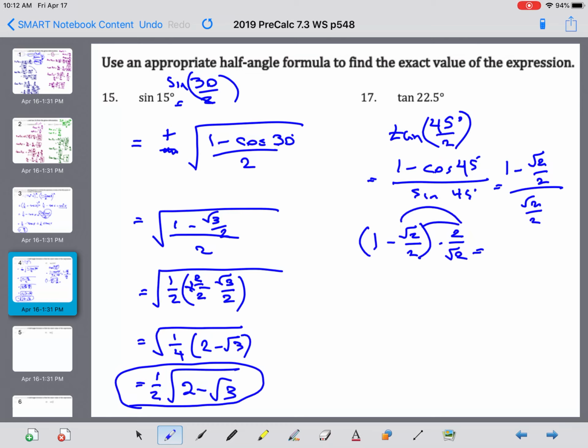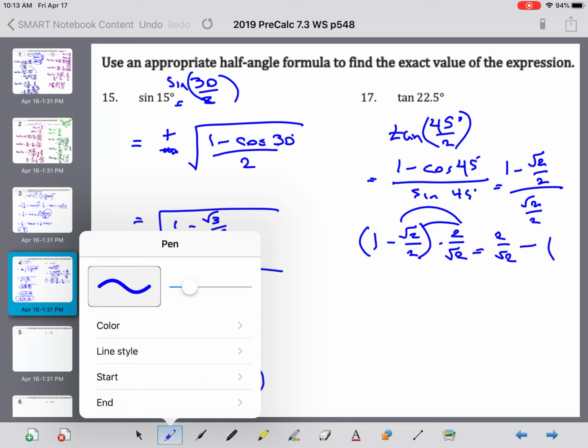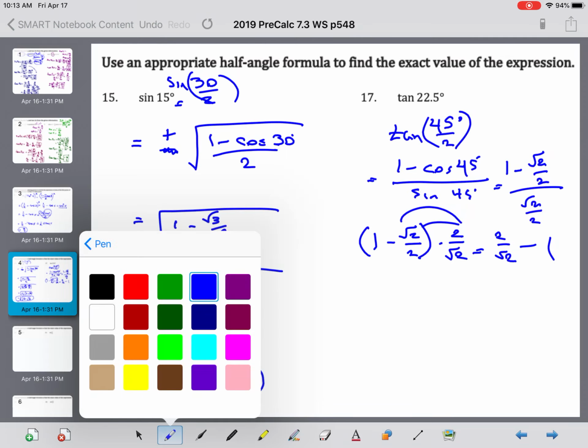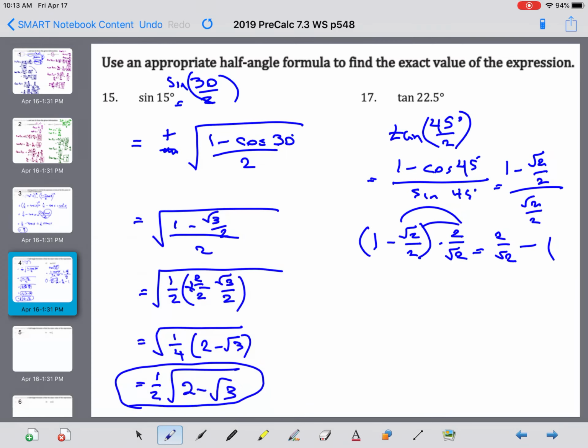Distribute. I'm going to get 2 over root 2 minus 1. And now to rationalize that fraction there, I got to multiply by root 2, multiply by root 2. So my final answer is going to be 2 root 2 over 2 minus 1, but these cancel, so that gives me root 2 minus integer 1. Okay.